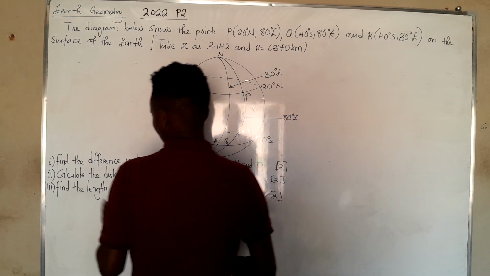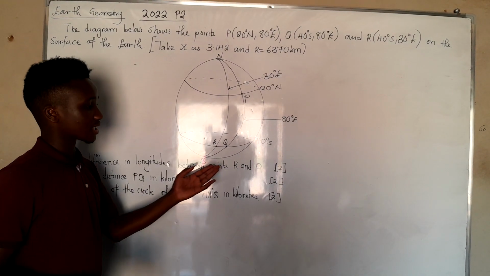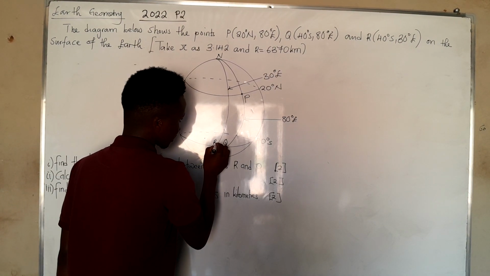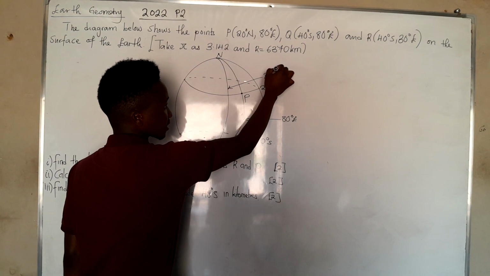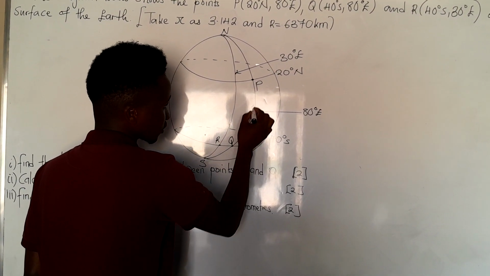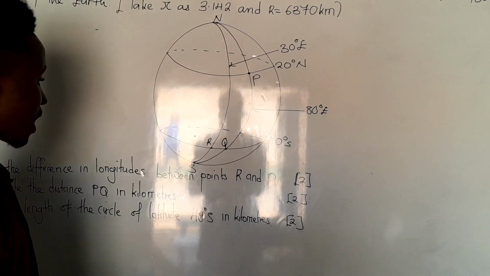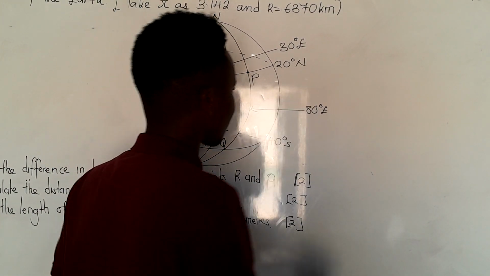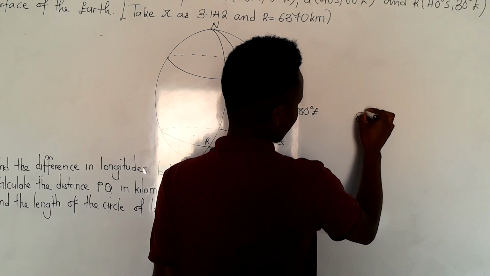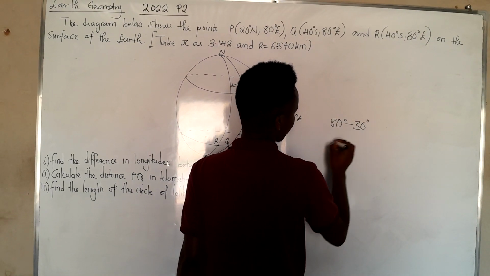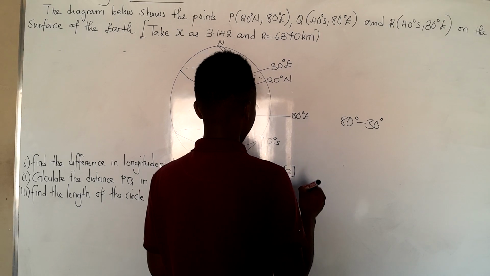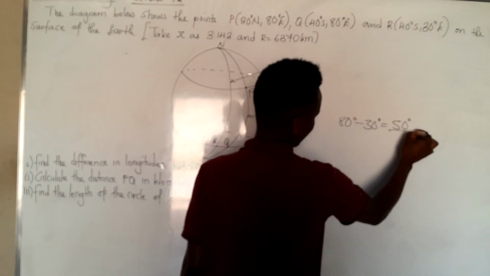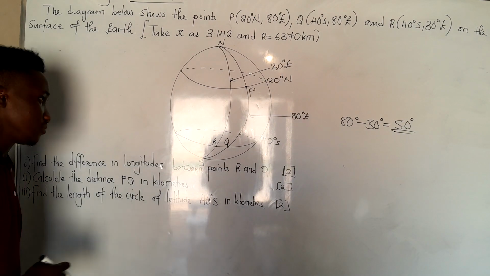They've said find the difference in longitude between points R and Q. You can see R is on this longitude here, which is 30 degrees east, and Q is on this longitude here, 80 degrees east. So how do we find the difference in longitude between points lying in the same hemisphere? This is east, this is east, so we say 80 degrees minus 30 degrees, and the difference in longitude between points R and Q will just give us 50 degrees.